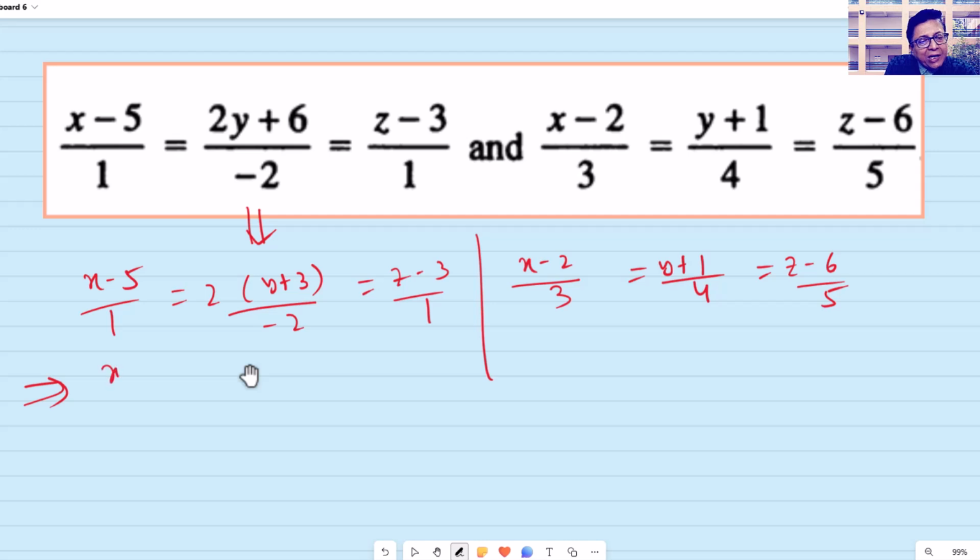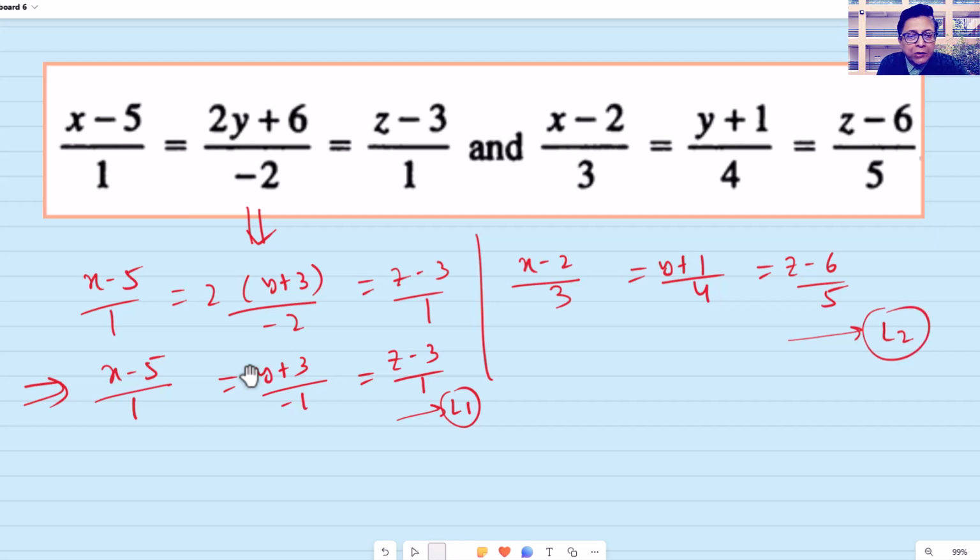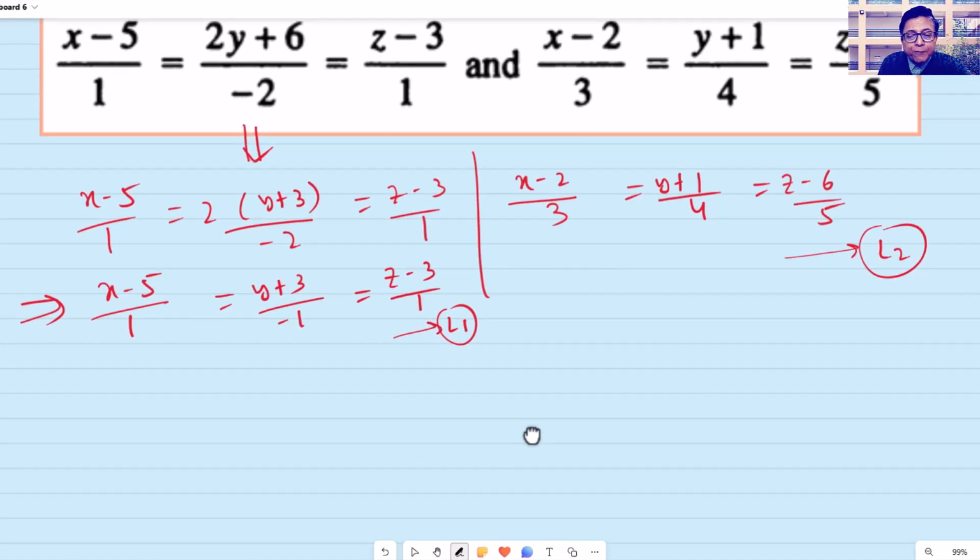So this we write again, x minus 5 by 1. This is expressed in what form now? It is in symmetrical form. You can go for calculating the angle between L1 and L2 by using the formula. Because remember, angle can be determined when lines are expressed in symmetrical form. Okay? So let the angle between L1 and L2 be theta.